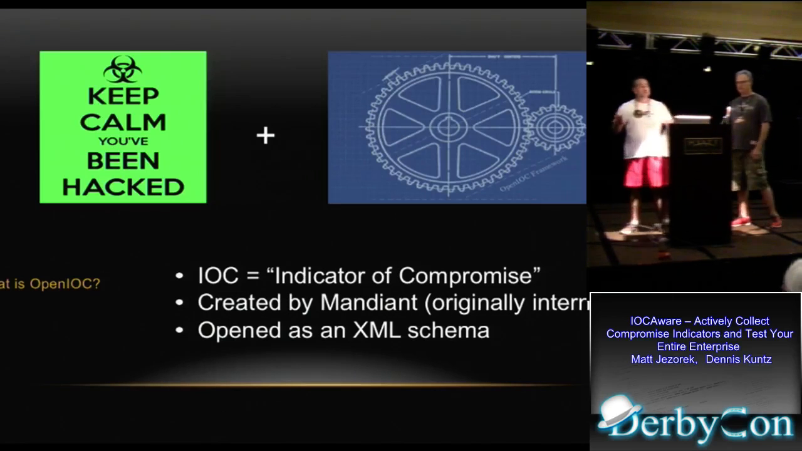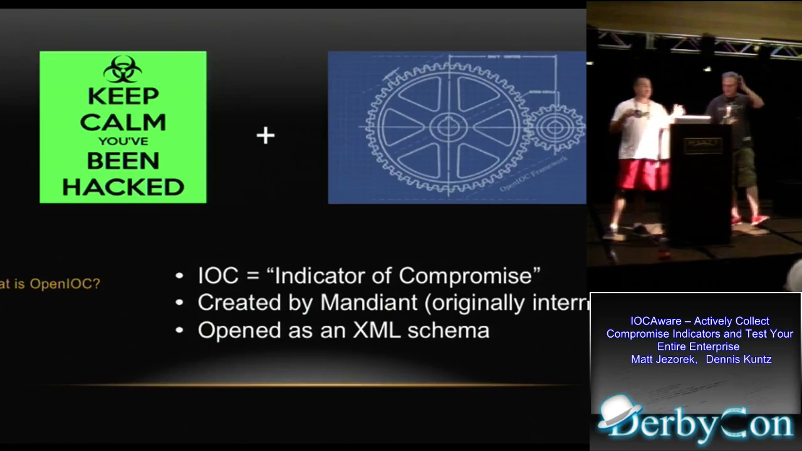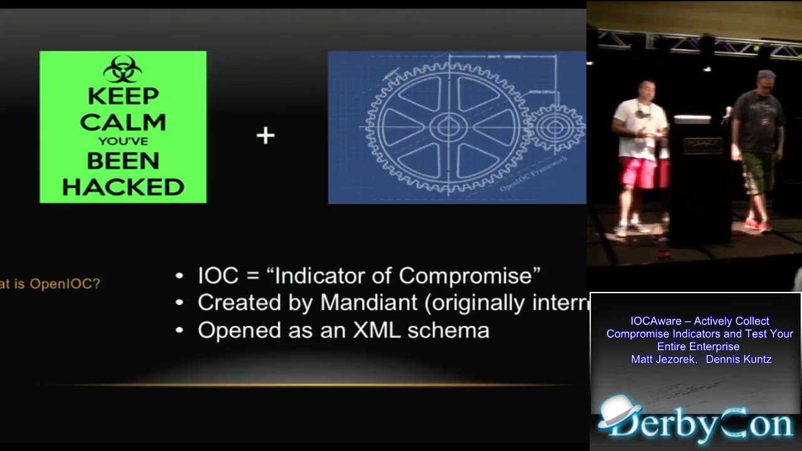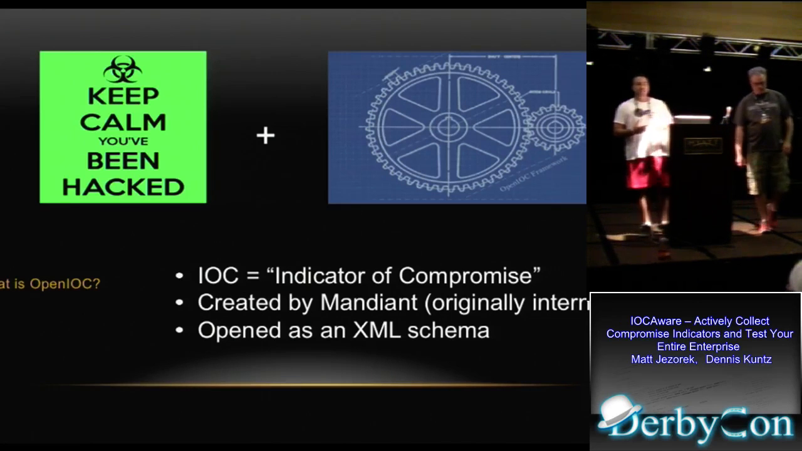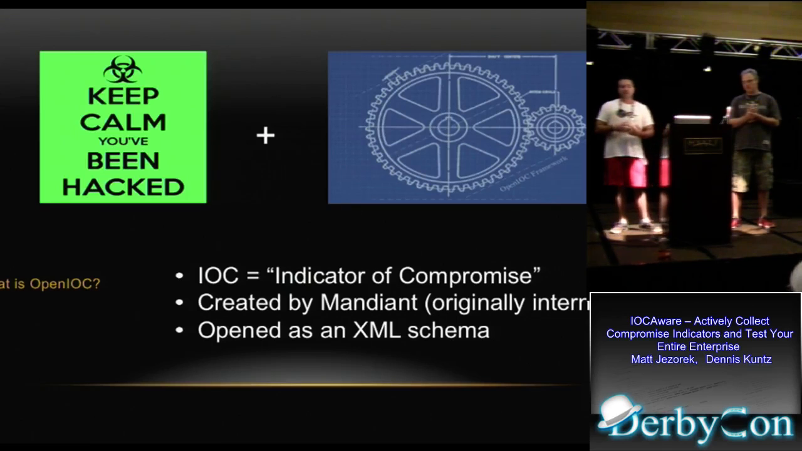Then we switch gears. It's going to seem a little bit disjointed at first, because we're going to cover things that seem not to be related, and then we'll bring it all together. OpenIOC is from Mandiant. It is an XML standard that represents indicators of compromise. Indicators of compromise are just what they say. They are the artifacts that are left by a compromise.